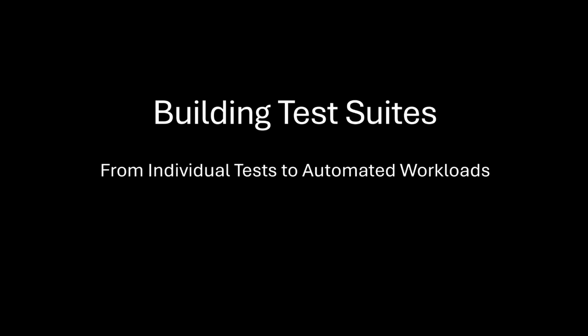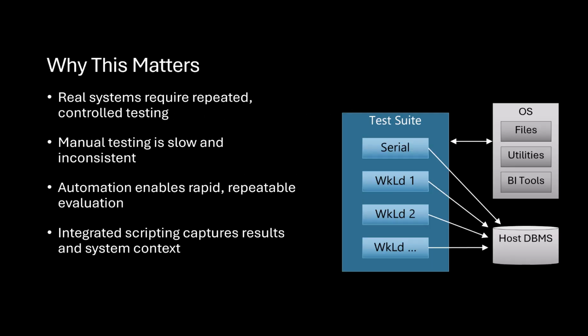In this video, we'll show how to parameterize scripts and automate a series of tests. Real systems require repeated, controlled testing. Manual execution is slow and inconsistent. By automating execution, you can run many variations quickly and reliably, and capture both results and system context.